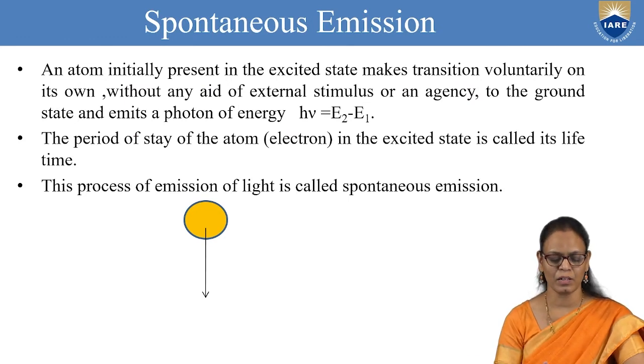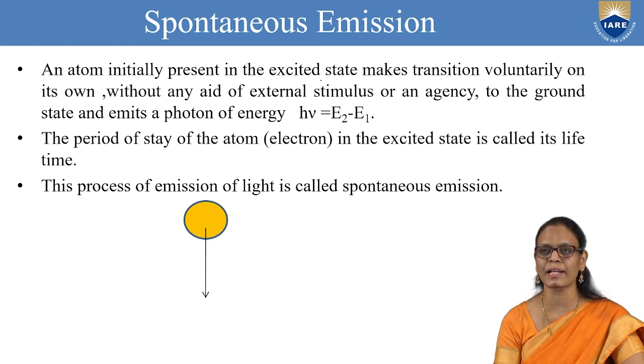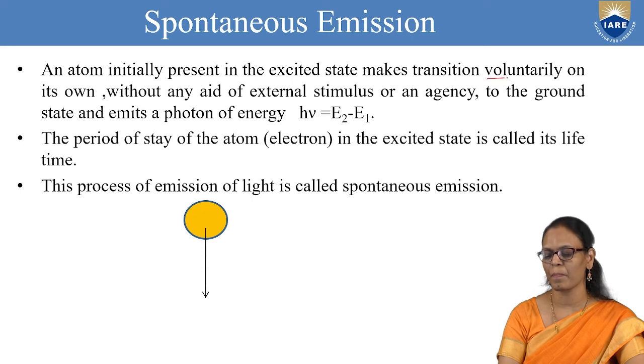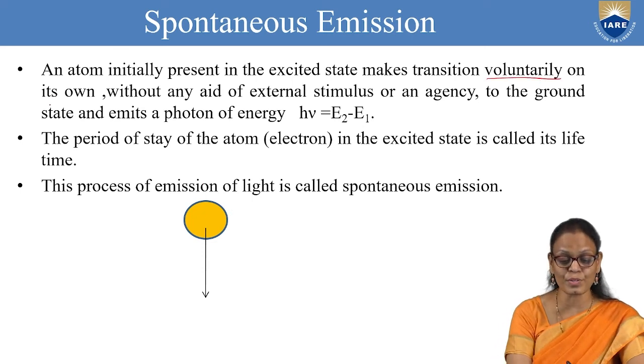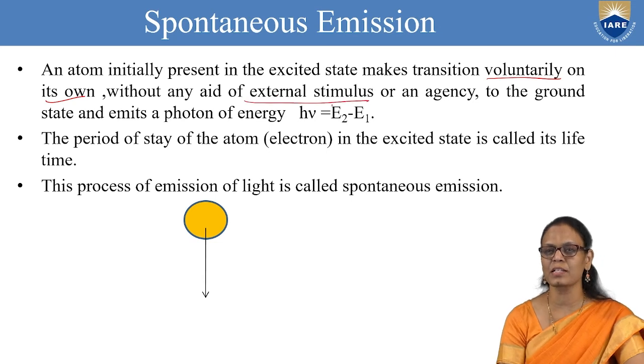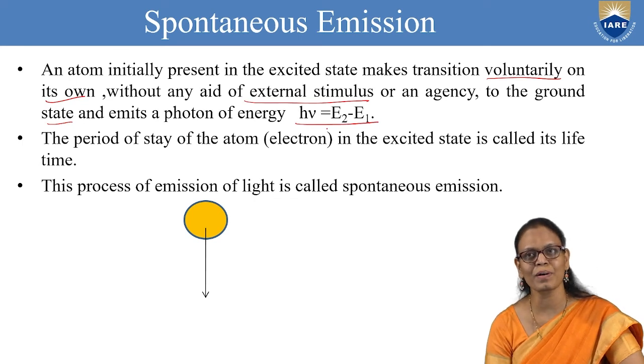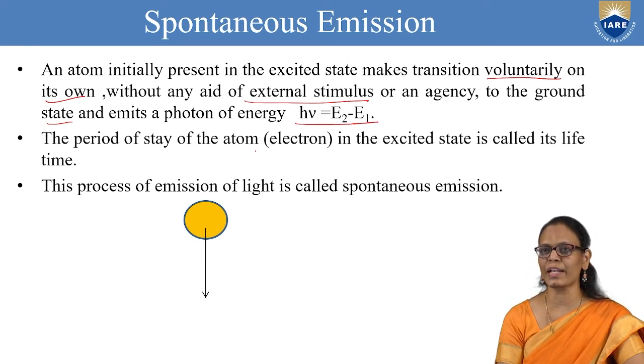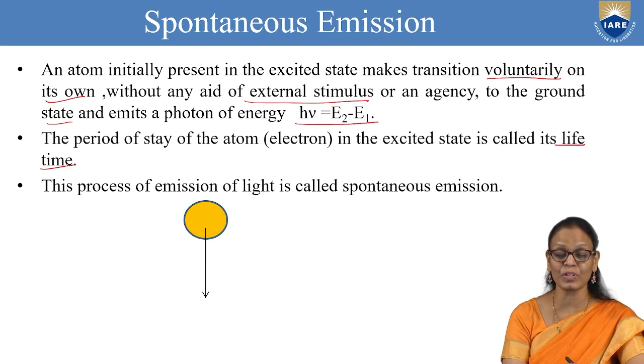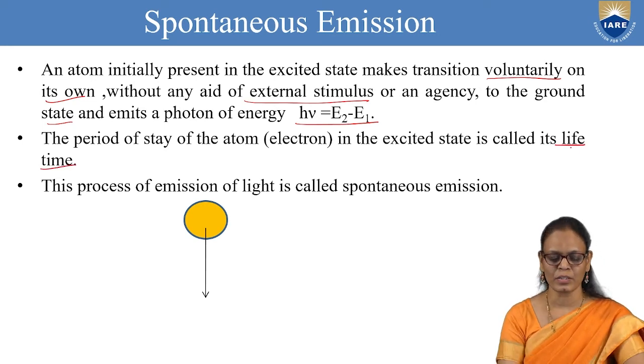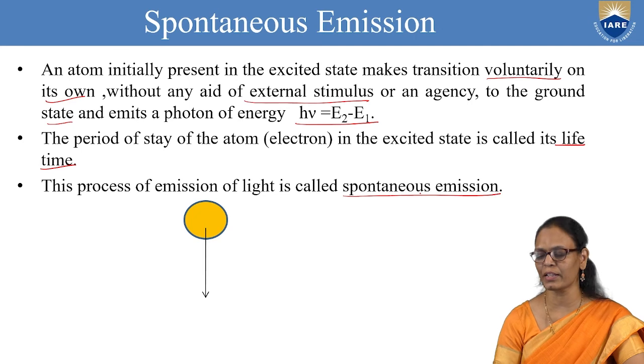Now we will see what is happening here in spontaneous emission. The atom which is initially present in the excited state makes a transition voluntarily, meaning without any stimulation, on its own, without the aid of external stimulus or agency, to the ground state. It emits a photon of energy E2 minus E1. The period of stay of the electron in the excited state is called the lifetime. You need to understand this definition. What is lifetime? The period of stay of the atom in the excited state. The time for which it can stay in the excited state, we are calling lifetime. And the process of emission, we are calling spontaneous emission.